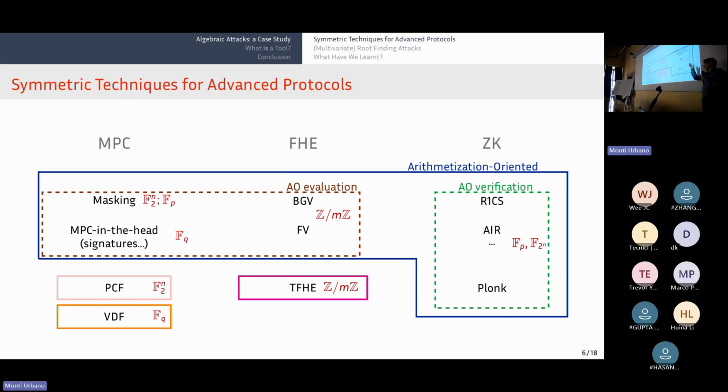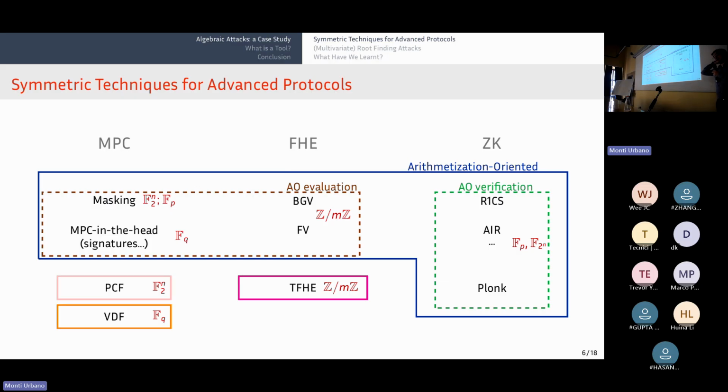So these rings can be fields, but they don't have to be. And these protocols can be defined over F2 to the n. Sometimes they're defined over Fp. And when they're defined over Fp, this p is going to change a lot. So it can be the scalar field of an elliptic curve, so the value of p is going to be 256 bits long.